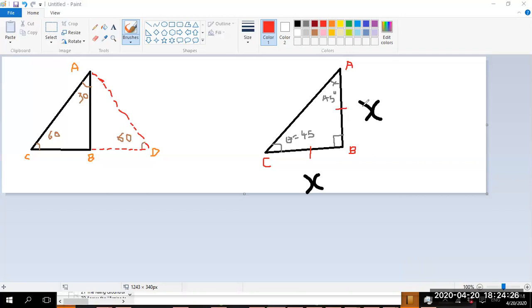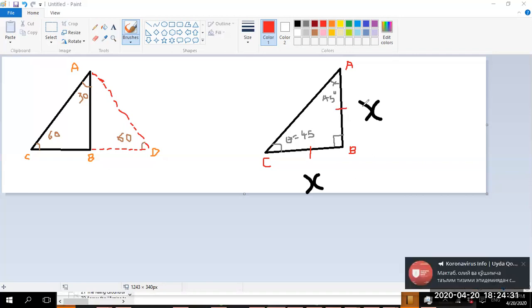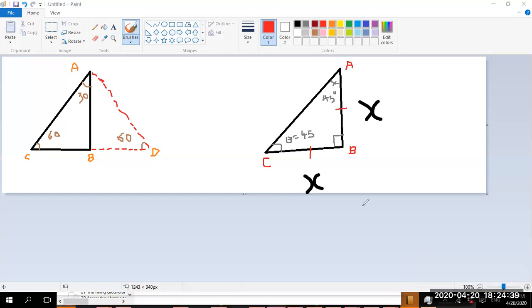Am I right? So what is the value of AC now? The value of AC will be the square root of x squared plus x squared, which is root 2x squared. So AC would be root 2 x.